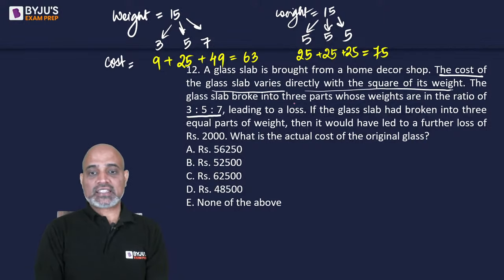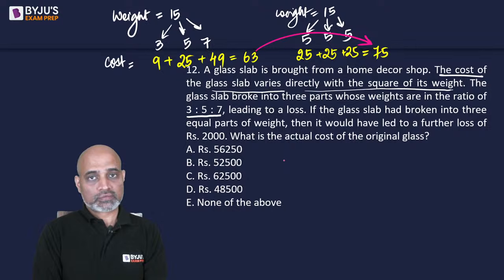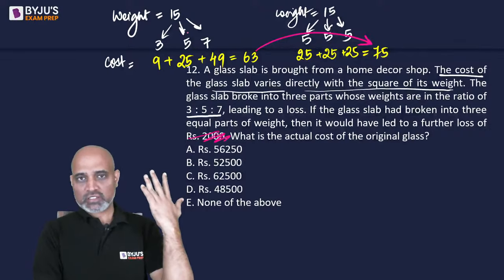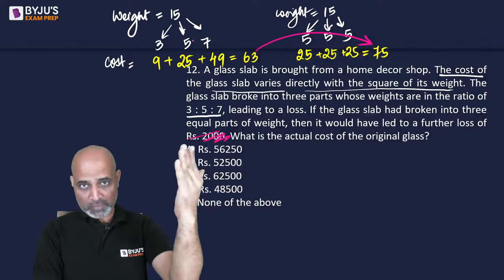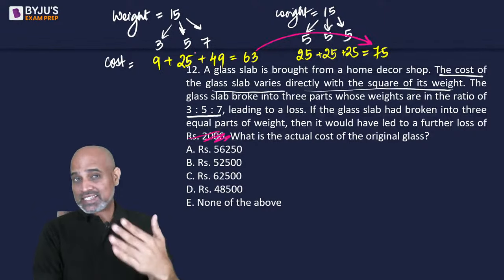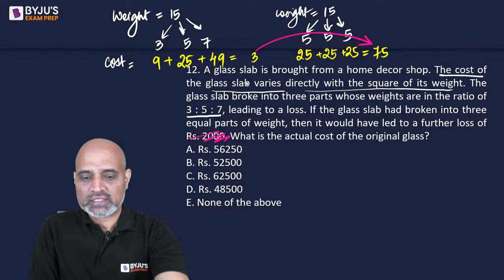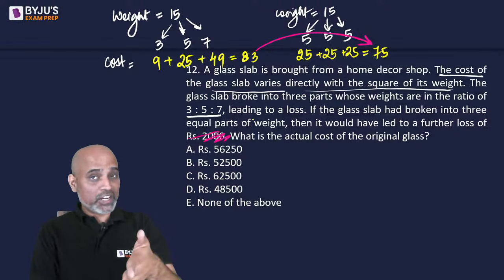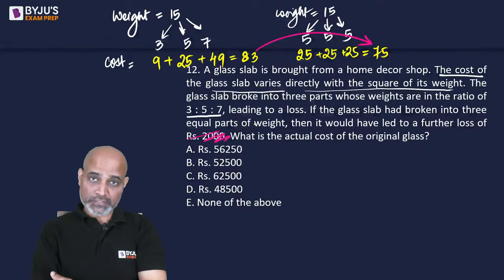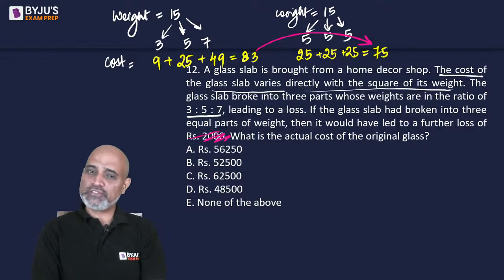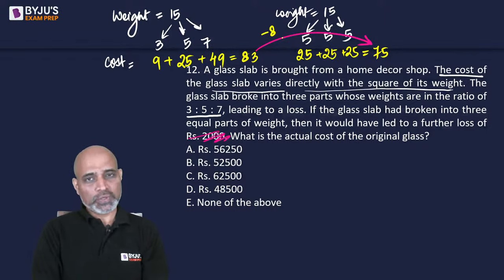Now, the question says there is a loss. Now, forget about this 2000 right now. Loss hai na? See, initially 15 ka square is a lot. From 225, it went down to 83, and from 83, it went down to 75. So there is a loss. Kitna loss hai 83 to 75? So can we say this is a loss of 8 rupees? Hai na?